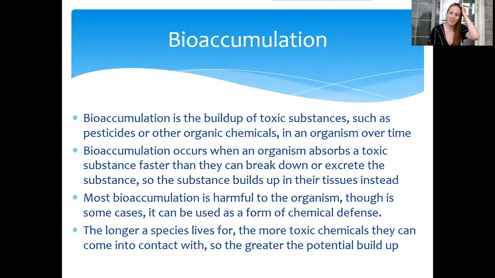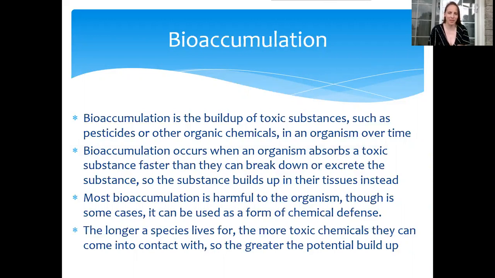Most bioaccumulation is harmful to the organism. In some cases, it can be used as a chemical defense for the organism, where the organism purposefully eats toxic things and stores those toxins in its tissues in a way that doesn't harm that organism, but will harm any predator that tries to eat it. However, that is very rare. Most of the time, the toxins that build up in the tissues of the organism are harmful to that organism.